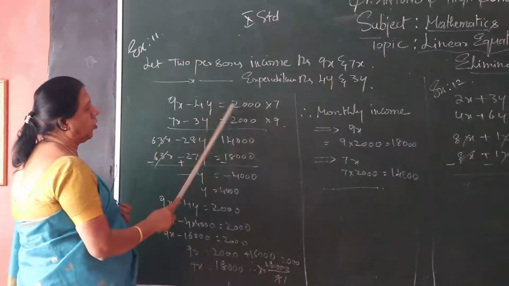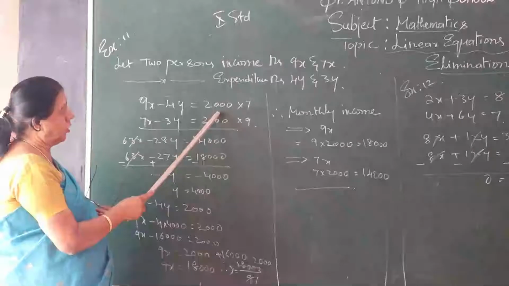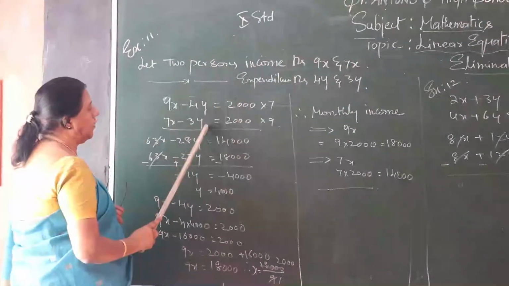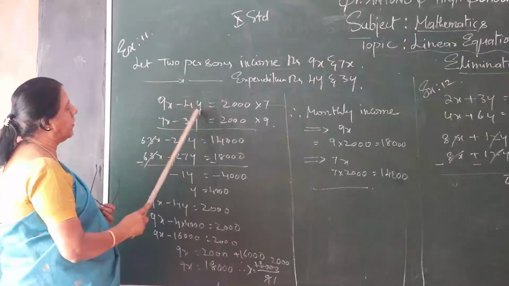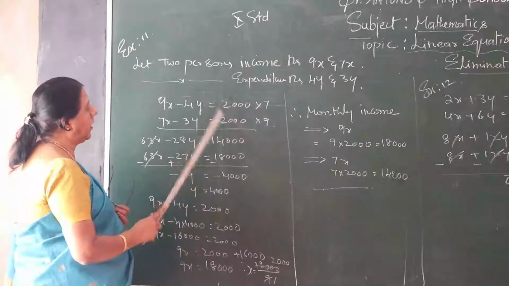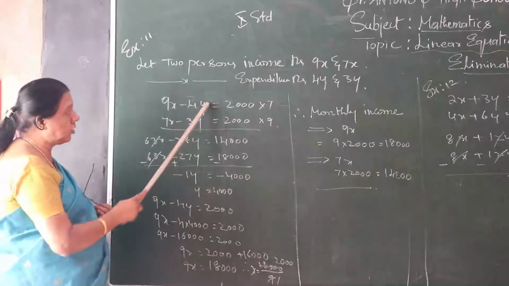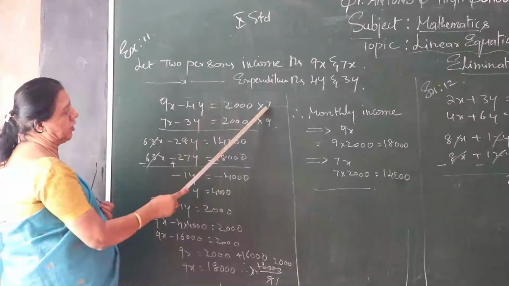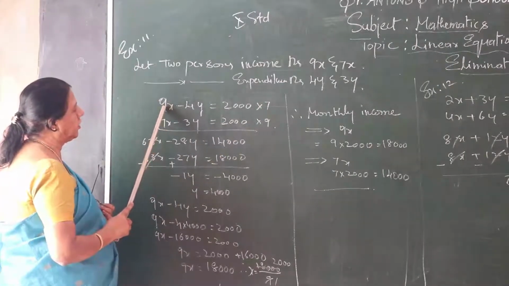4y is equal to how much? 2000. Here 7x minus 3y is equal to 2000. There are two variables, x and y. This is equation number 1, equation number 2. We have to solve these two equations. I have taken the coefficient of x as 7; in the first equation, you multiply by the coefficient of x in the first equation, 9.